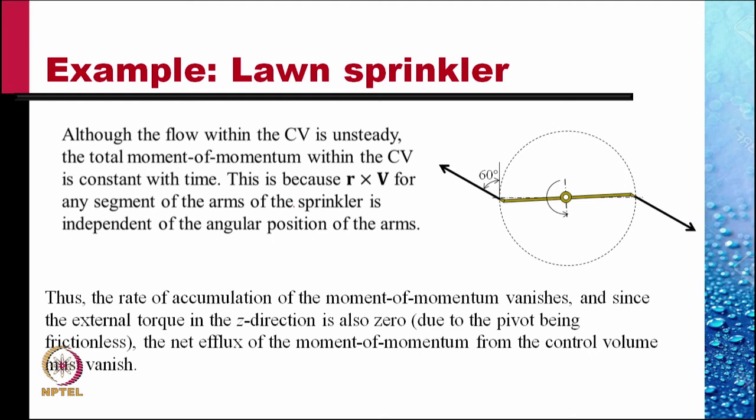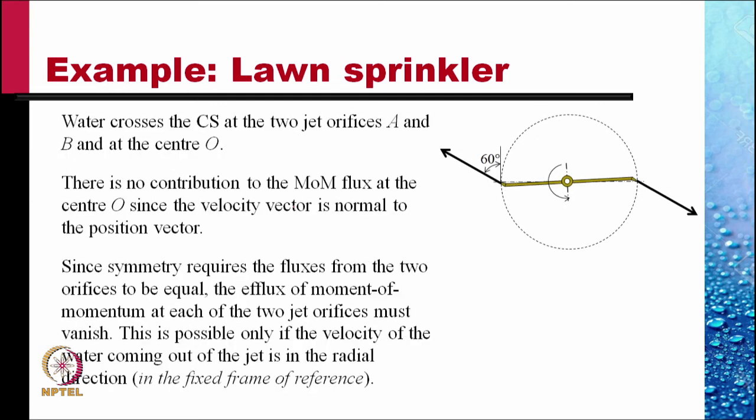Now, the two orifices at 1 and 2, at both the sign of the momentum is the same. The sum should be 0. Each has the same value. So, it means the moment of momentum flux at any orifice is equal to 0. The symmetry requires the fluxes from the two orifices to be equal. The efflux of momentum at each of the two jet orifices must vanish. This is possible only if the velocity of the water coming out of the jet is in the radial direction. Only if the momentum is in the radial direction would r cross momentum be 0.